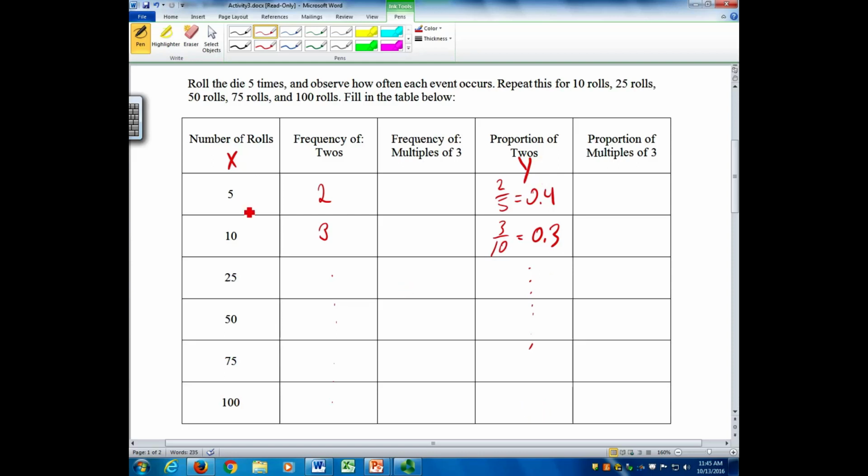So you could just enter a column of the numbers on StatCrunch, and then in the next column you could enter all your proportions of 2's, and then you could do a scatter plot. And it'll pull that up for you.